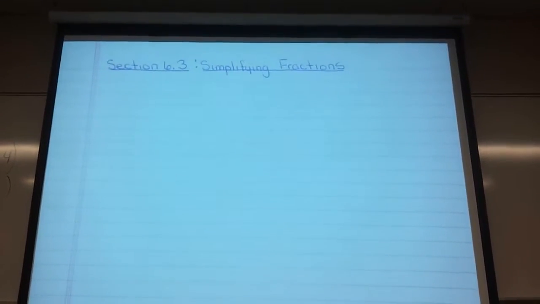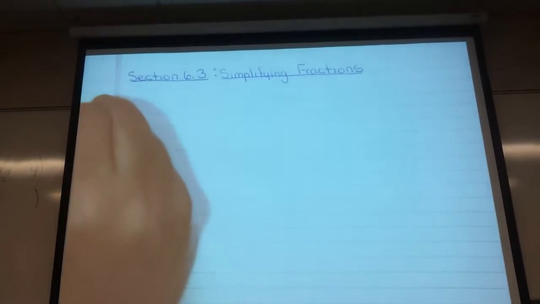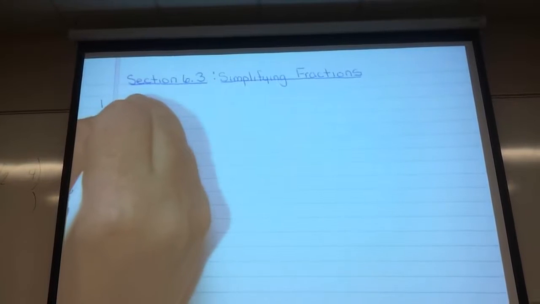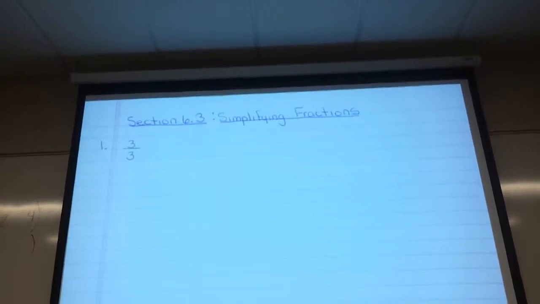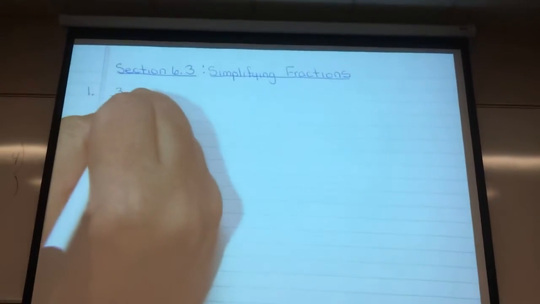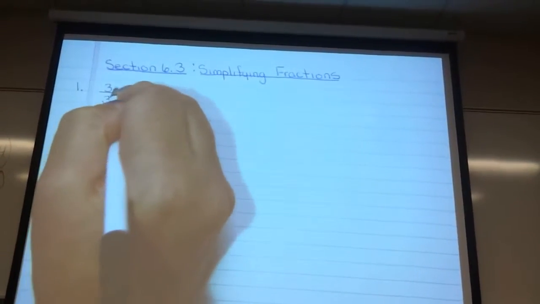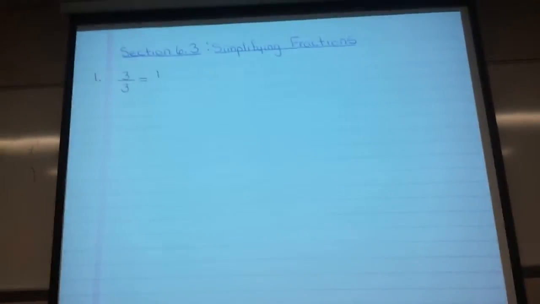And just a little bit of a brief history, so you understand why we're allowed to do it. If we have 3 divided by 3, what does that equal? 1. So if you have the same number over the same number, a natural number, it's going to equal 1.